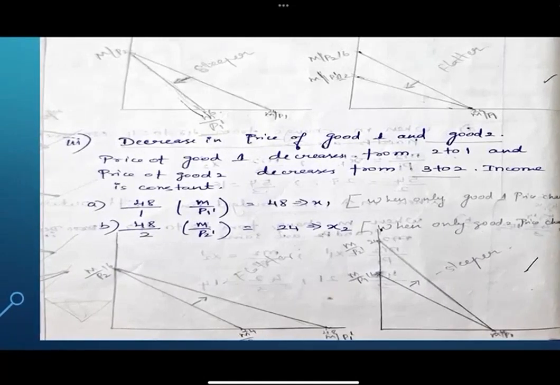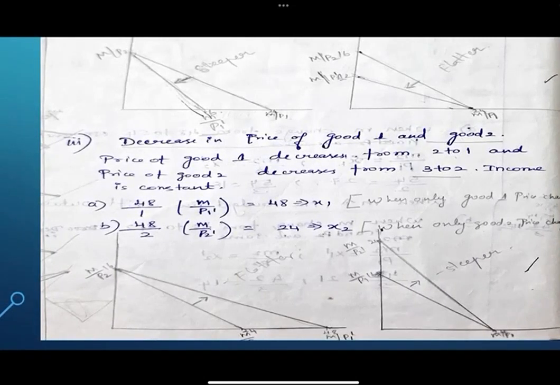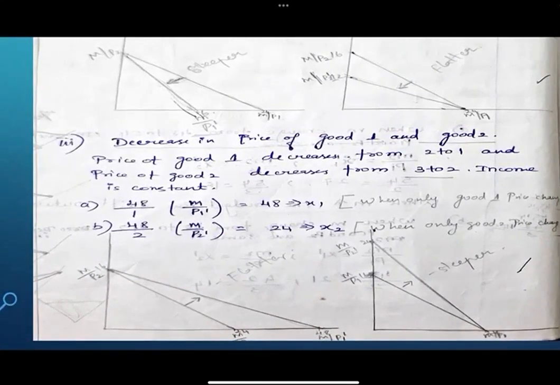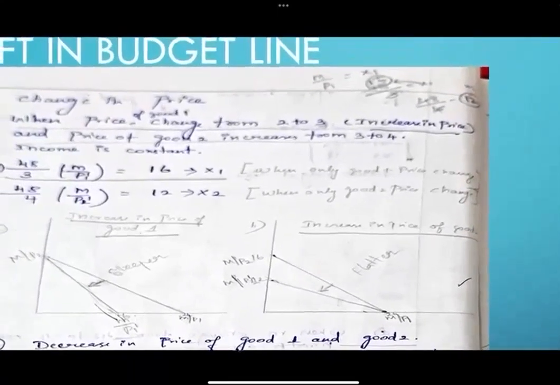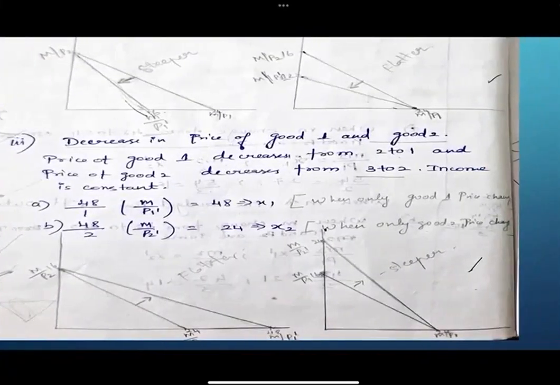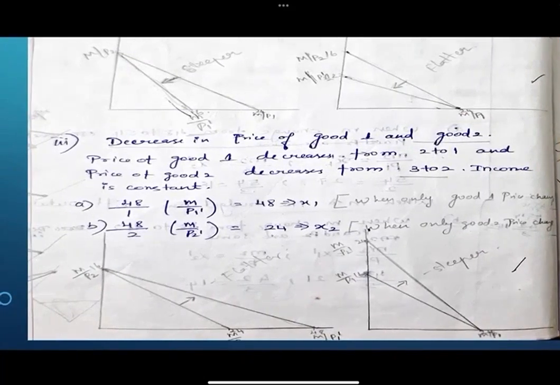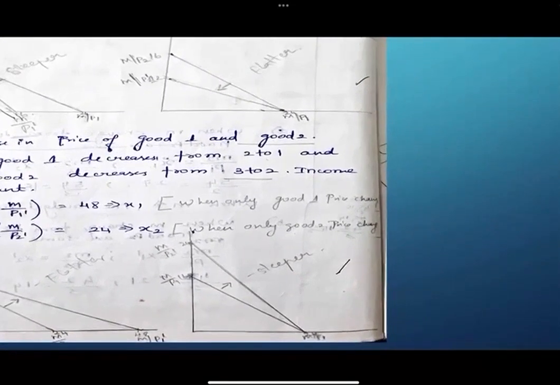Also, consider a decrease in the price of good 1 and good 2. If the price of good 1 decreases, and also if the price of good 2 decreases, what happens? Similarly to what I told you for an increase in price, if the price of good 1 decreases, you will increase the consumption of good 1, but your consumption of good 2 remains constant. You will purchase the same amount of the other commodity, but you will increase the consumption of good 1 from 24 to 48 units.